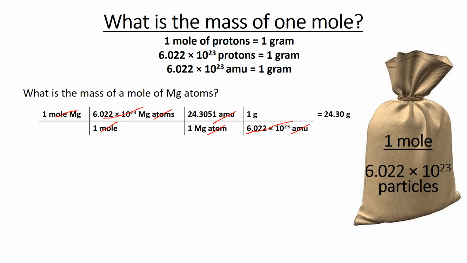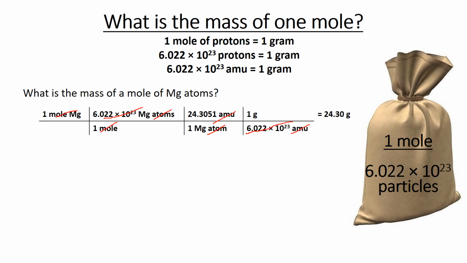Now notice, since I only know Avogadro's number to 4 sig figs, I can only express my answer to 4 sig figs. But other than that, my mass of a mole of magnesium atoms is the same thing in grams as my atomic mass is in AMU.